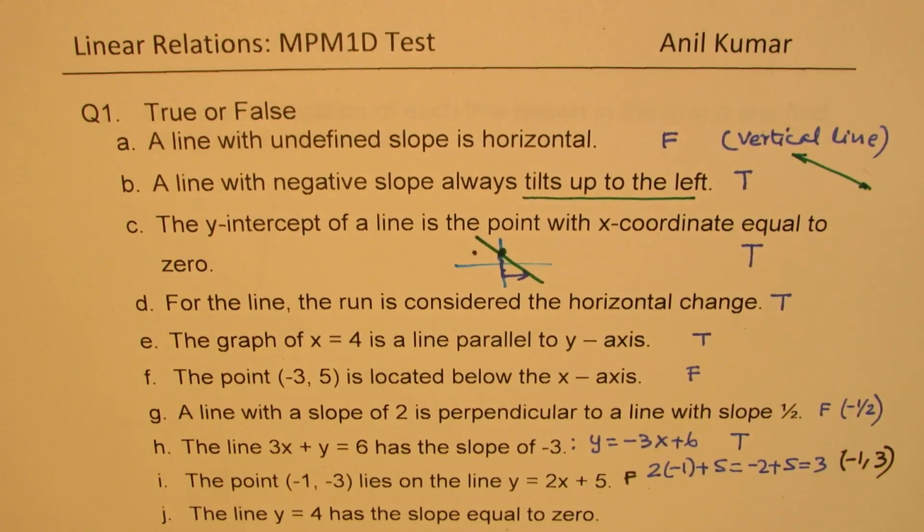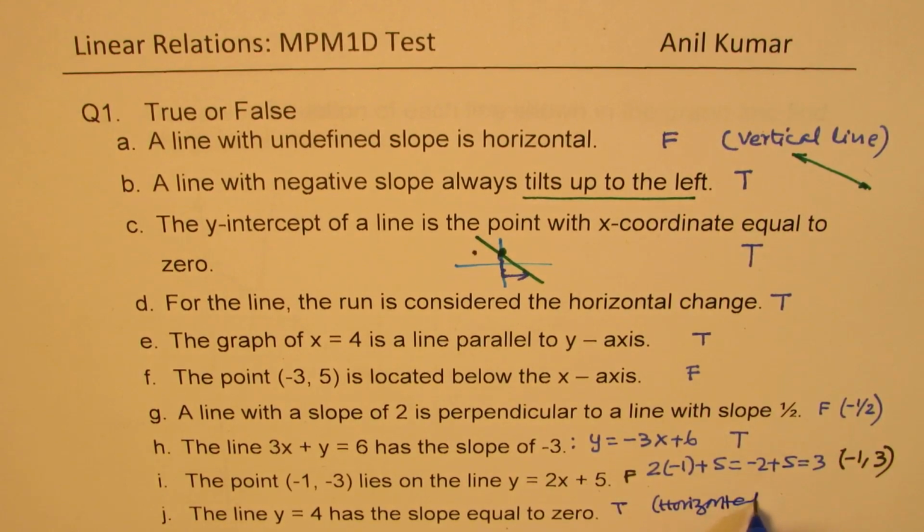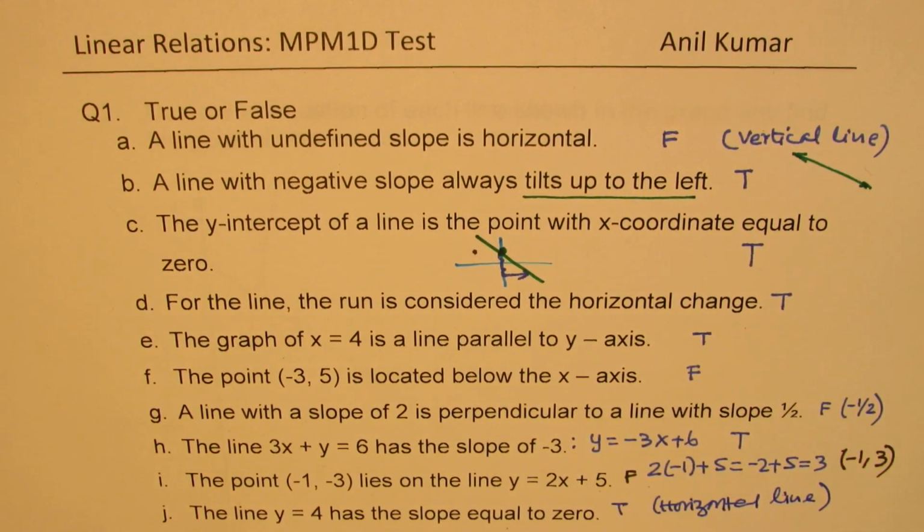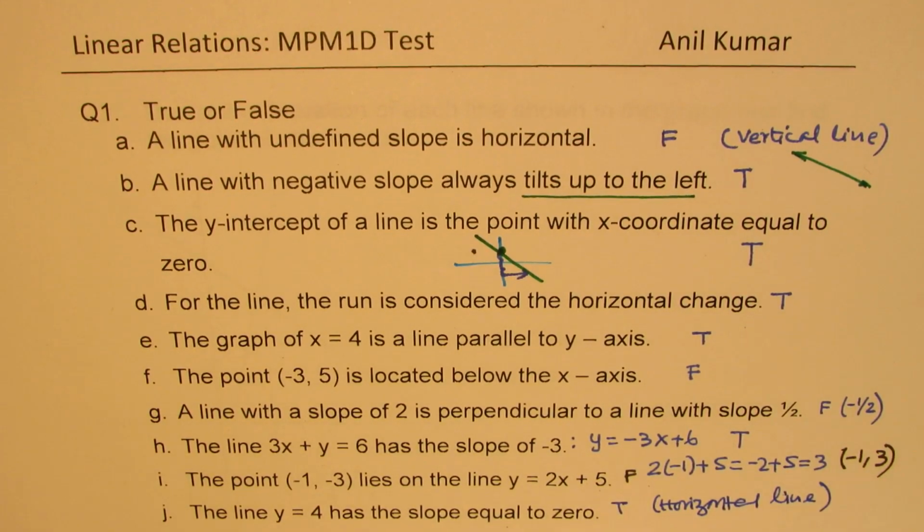The last one here is the line y equals 0 has a slope equal to 0. That is true. It is a horizontal line. So I hope all parts of this question are clear. Let's move on and take the next question now.